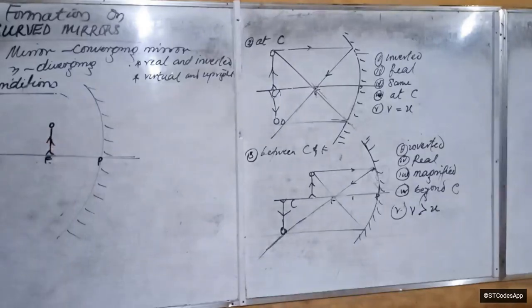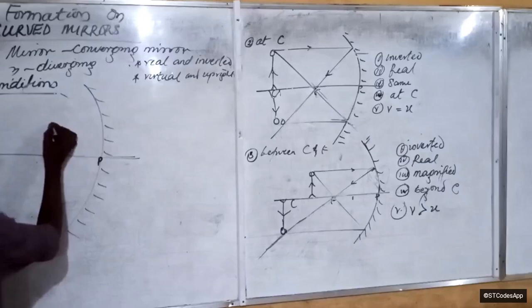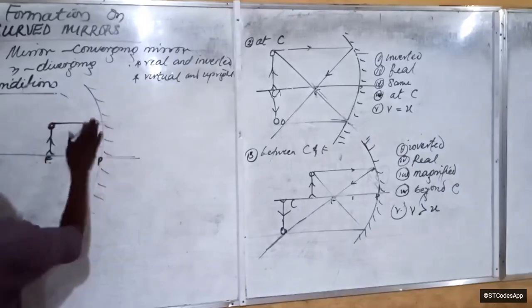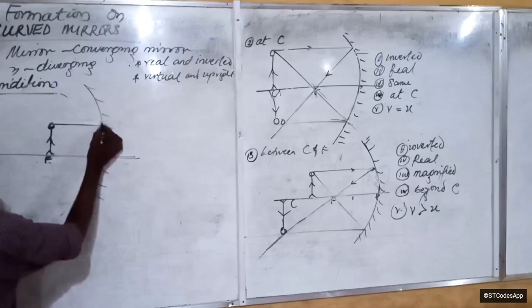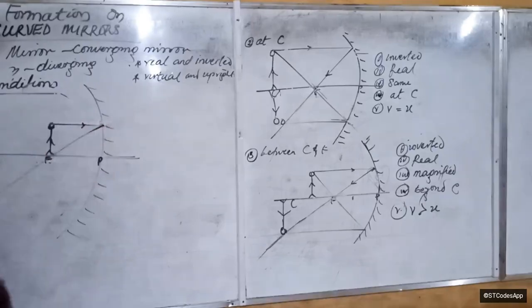So the first rule is very important. You see, we are using it almost all the time. It's parallel to the principal axis. If it's parallel to the principal axis, what will be the result? It will pass through the focus, right? By the time it is reflected, it goes through the principal focus.